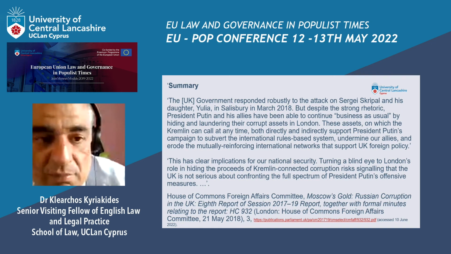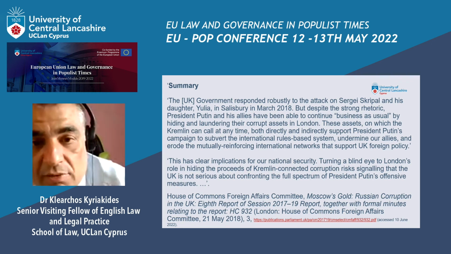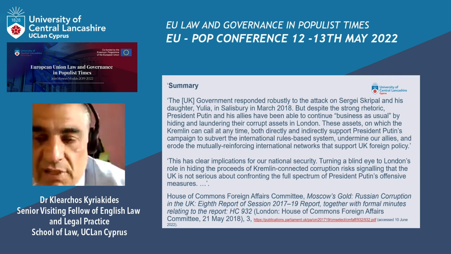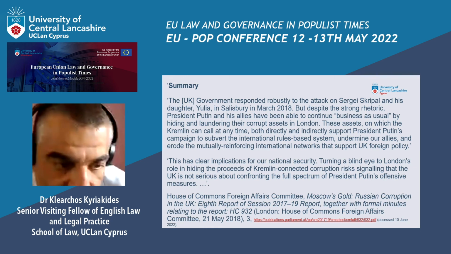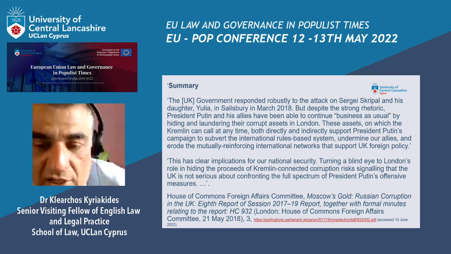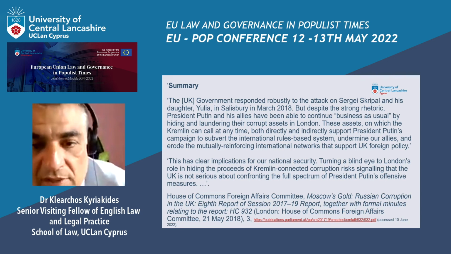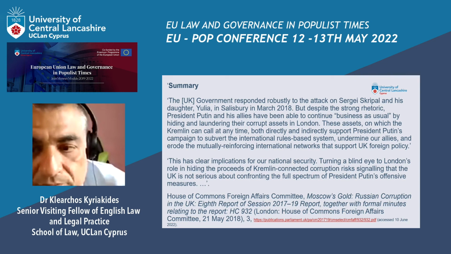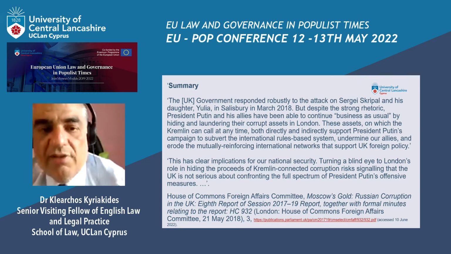These assets, on which the Kremlin can call at any time, both directly and indirectly, support President Putin's campaign to subvert the international rules-based system, undermine our allies, and erode the mutually reinforcing international networks that support UK foreign policy. This has clear implications for the UK's national security. Turning a blind eye to London's role in hiding the proceeds of Kremlin-connected corruption risks signalling that the UK is not serious about confronting the full spectrum of President Putin's offensive measures.